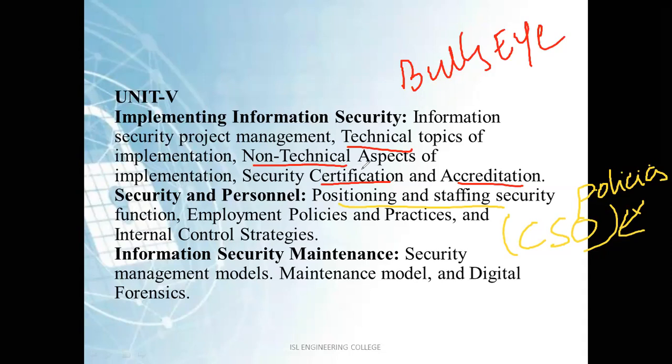Then the last part is information security maintenance. As you've implemented the security, and you've studied different models and different policies, how you're going to maintain all of this, we are going to study within the last part of information security. So within this we have covered the objectives and the overall view of the 5 units that we are going to study within the next couple of classes.